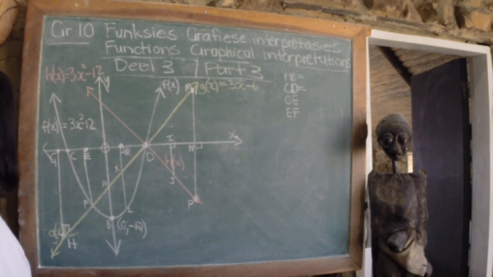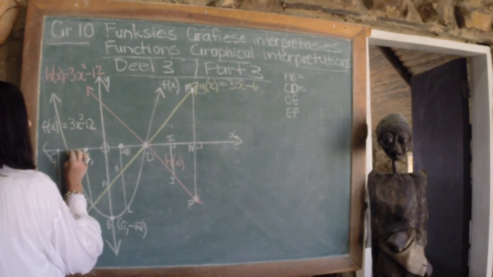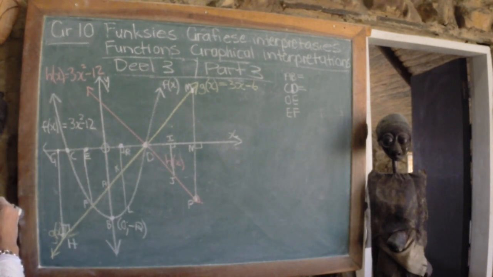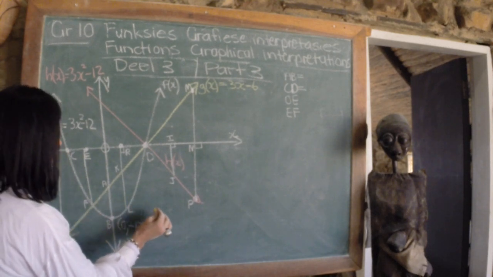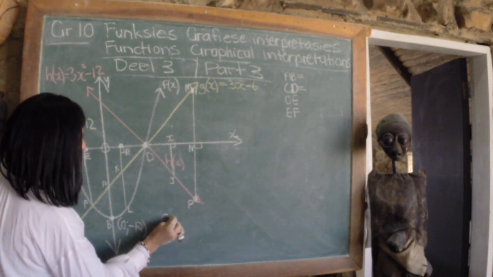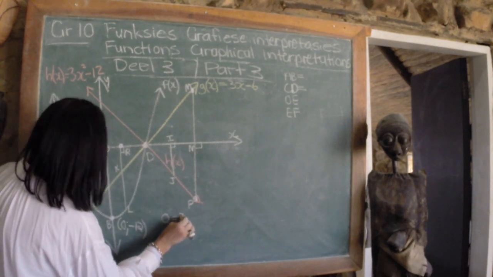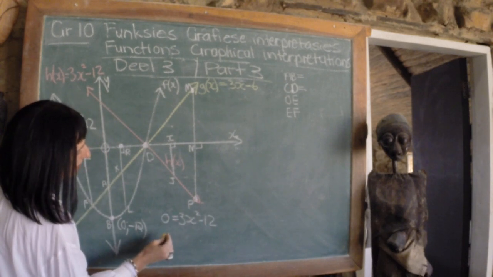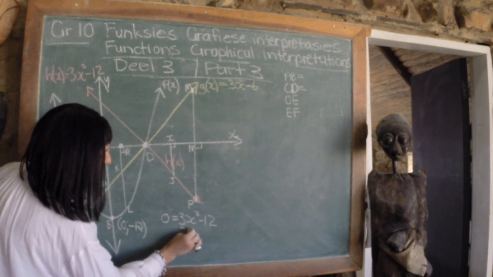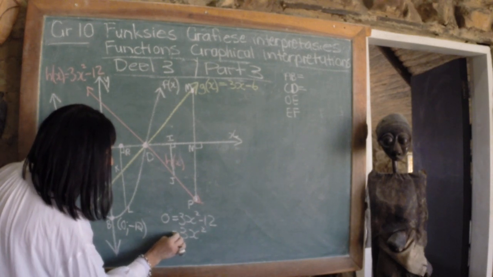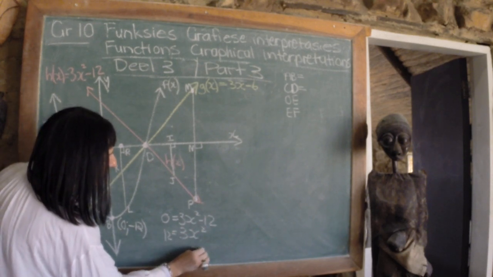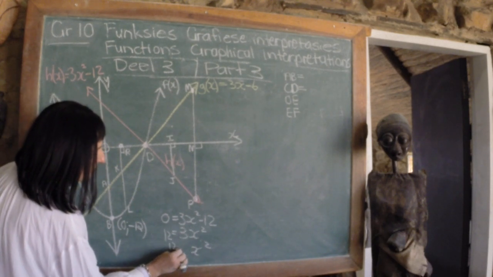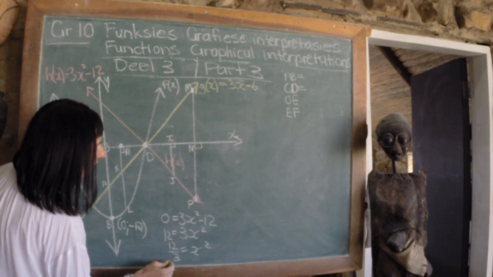Okay, then we've got two x-intercepts, C and D. So om ons x-afsnitte te kry, kan ons vir y 0 maak. So as ons vir y 0 maak van fx, dan sit 0 is gelyk aan 3x kwadraat minus 12. So dan kan ek my 12 oor die is gelyk aan neem, dan word hy plus 12. Dan kan ek die 3 oor die is gelyk aan vat, then the multiplication becomes a division, and 12 divided by 3 gives me 4.